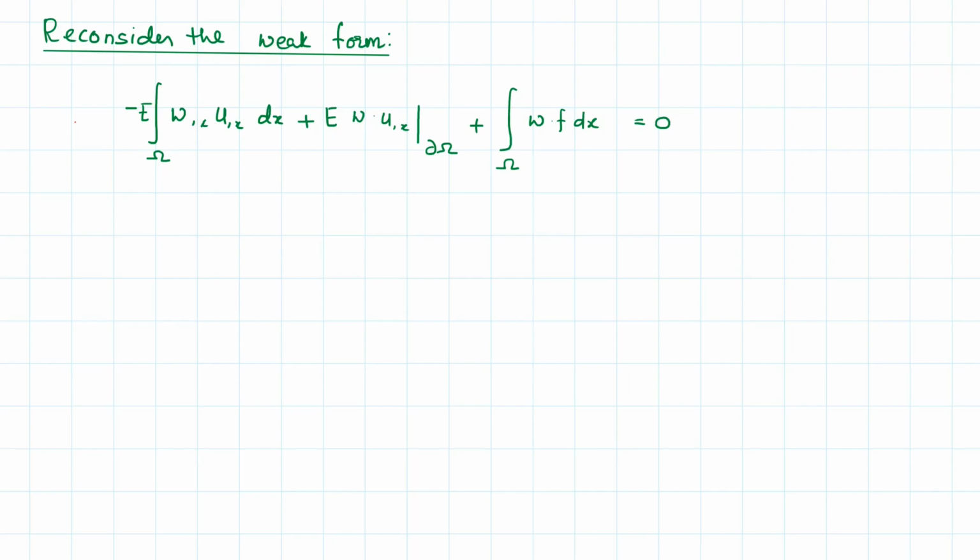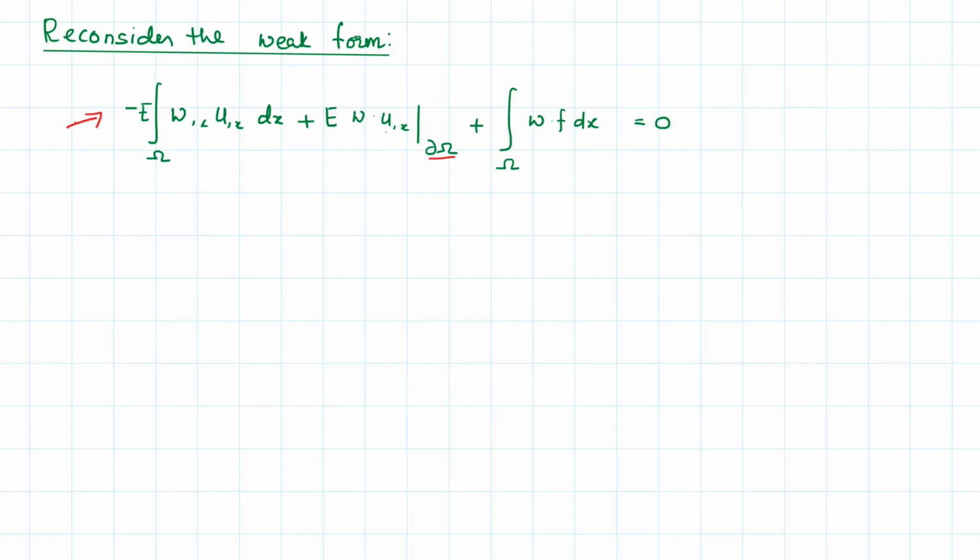From last week's content, let's recall our weak form equation as shown here, which is simply negative of e times integration over the domain of w comma x u comma x dx plus the boundary term, which is e times the weight function w times u comma x evaluated over the boundary represented by partial of omega plus the force term.